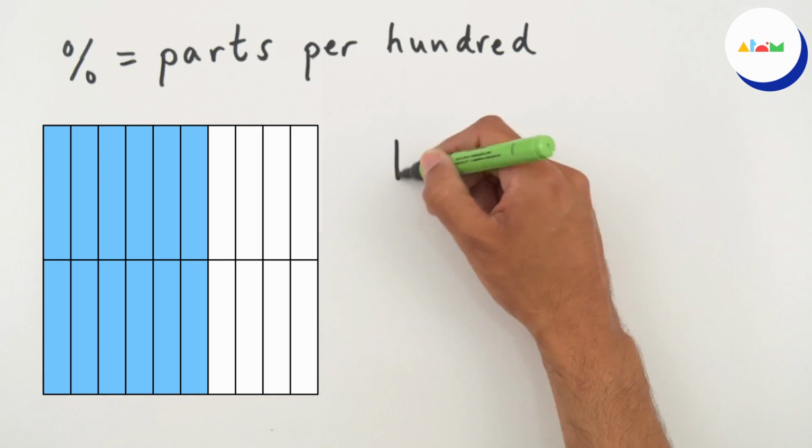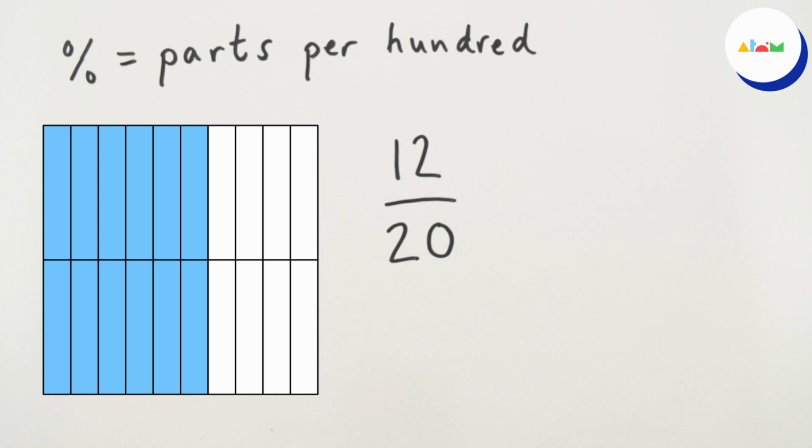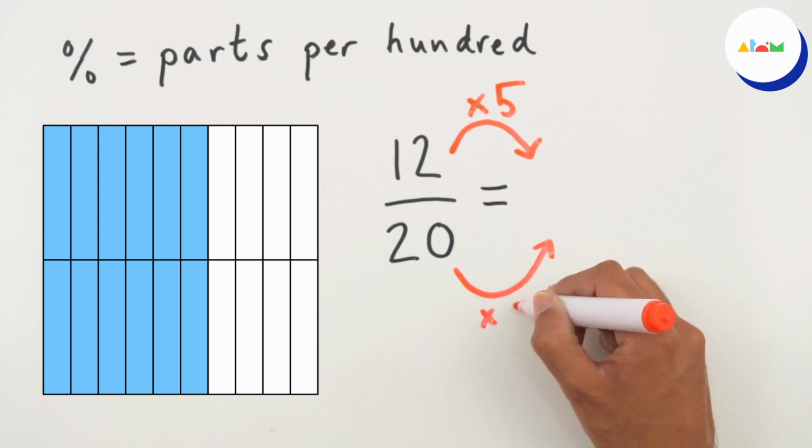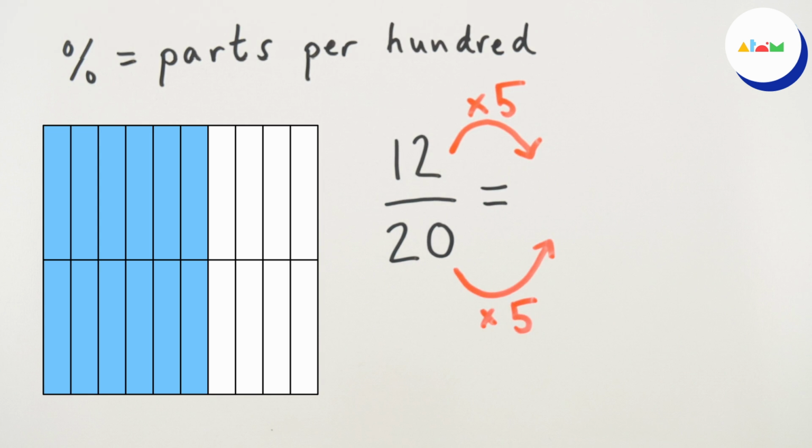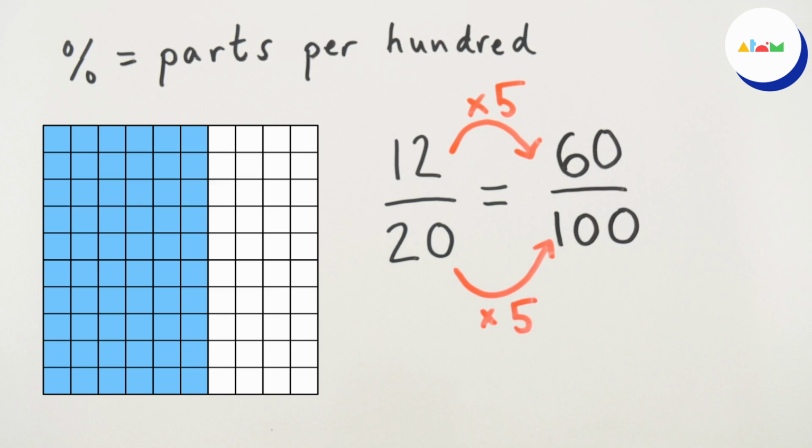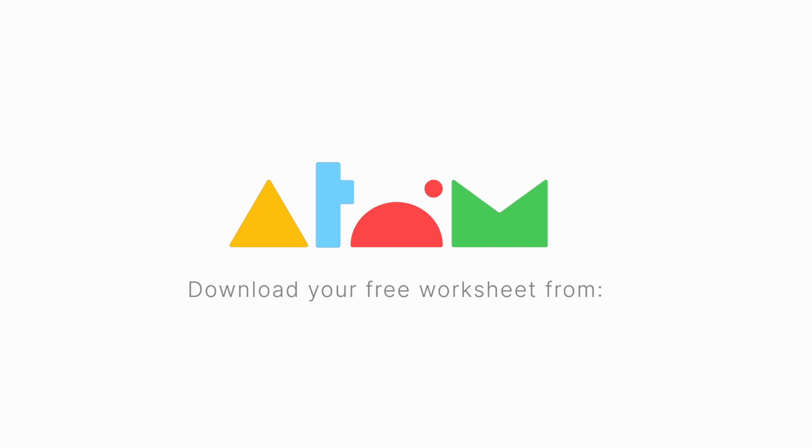To work out the percentage, we need to change the denominator from 20 to 100. We know that we can change 20 to 100 by multiplying it by 5. Since we need an equivalent fraction to 12 over 20, we must multiply the numerator and the denominator by 5. We now know that 12 out of 20 is the same as 60 hundredths, or 60%.